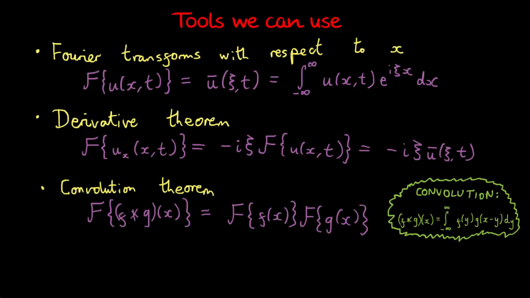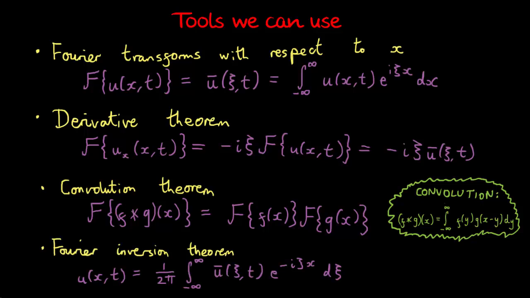We've also got the convolution theorem. Here's the definition of convolution in green. The convolution theorem says that if you take the Fourier transform of a convolution, then it's exactly the same as the product of the two Fourier transforms. So the Fourier transform of f convolution g is equal to the Fourier transform of f times the Fourier transform of g.